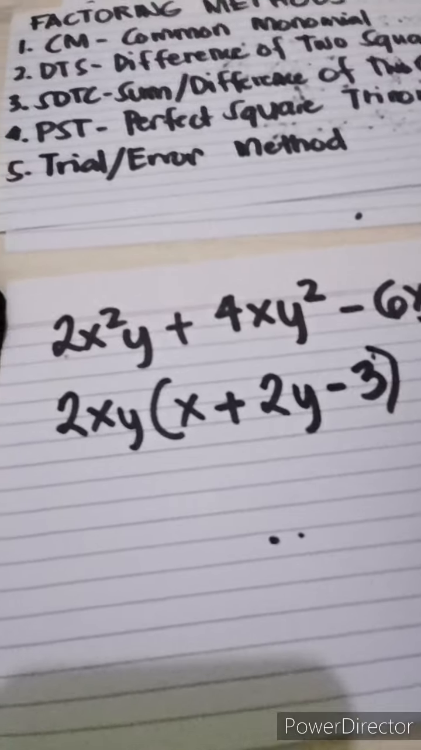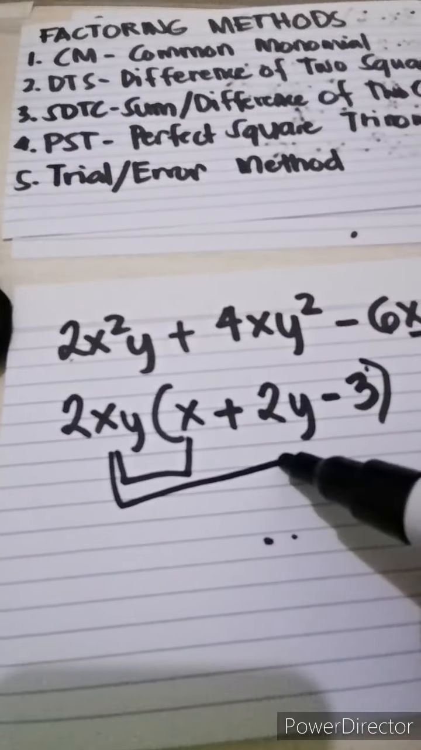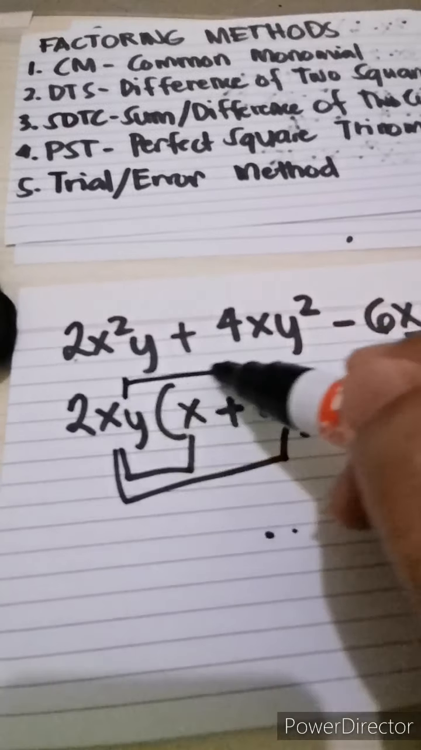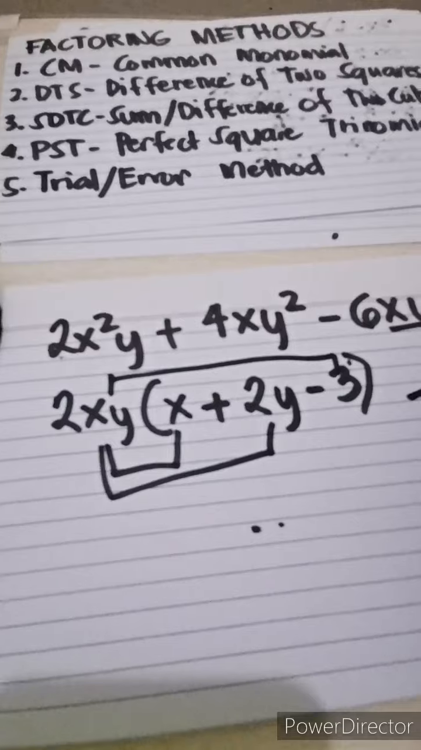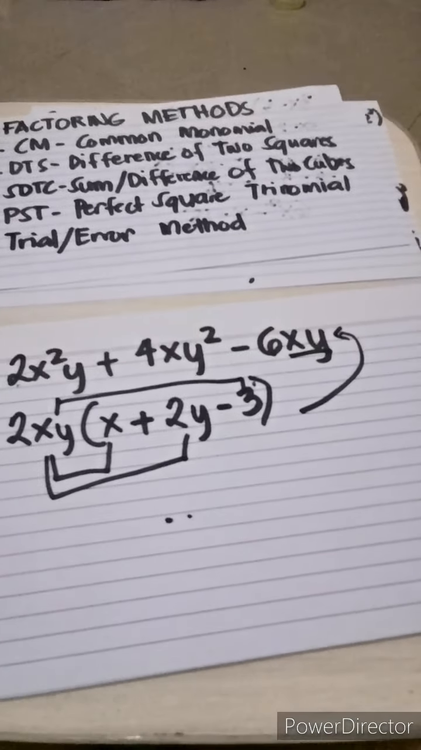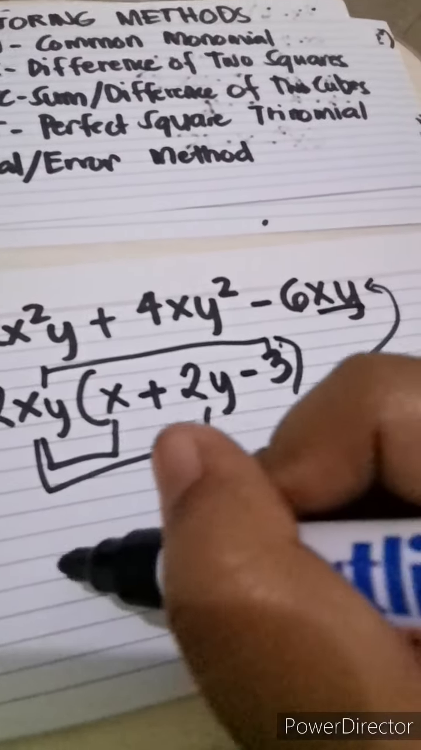Para malaman mo kung tama ang sagot mo, i-distribute mo ulit ito pabalik. So, distribute natin yung 2xy by x at saka 2y and by 3. Babalik at babalik siya doon sa kanyang original na polynomial. Another example.